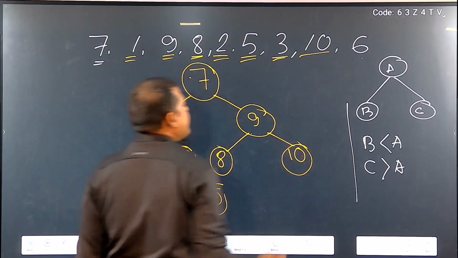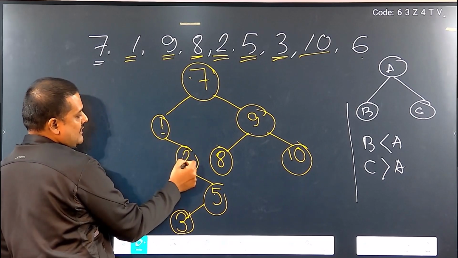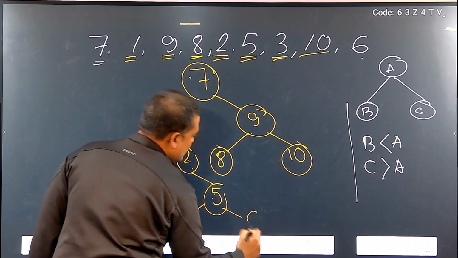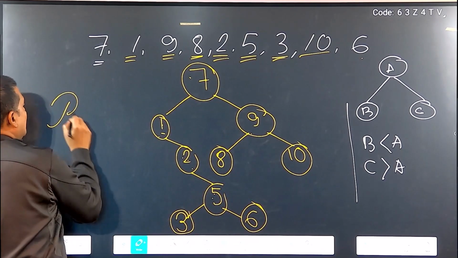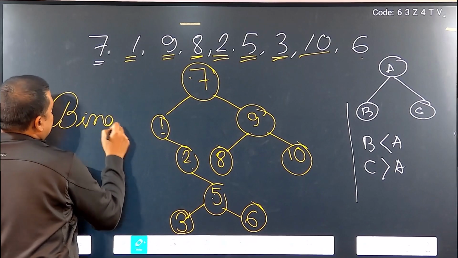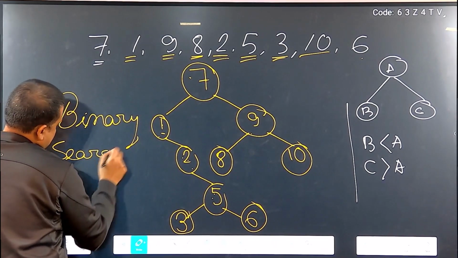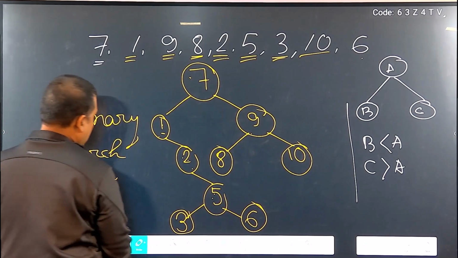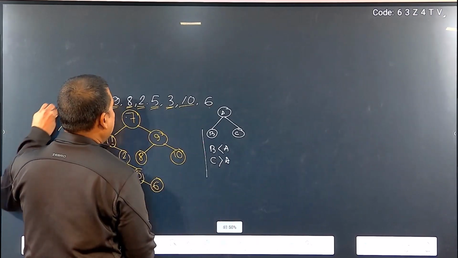6: lesser than 7, greater than 1, greater than 2, greater than 5. So this tree, the arrangement of this tree, is called a binary search tree. This tree is called a binary search tree.